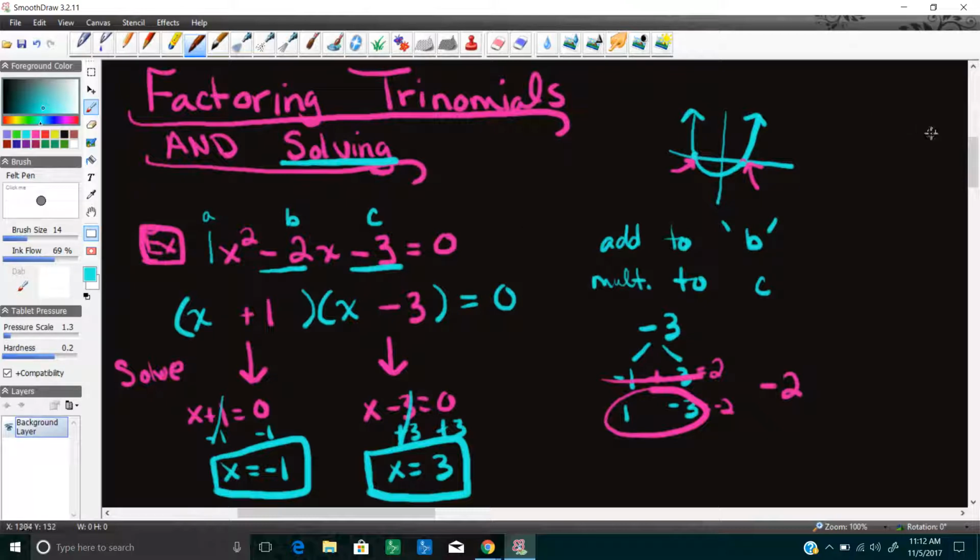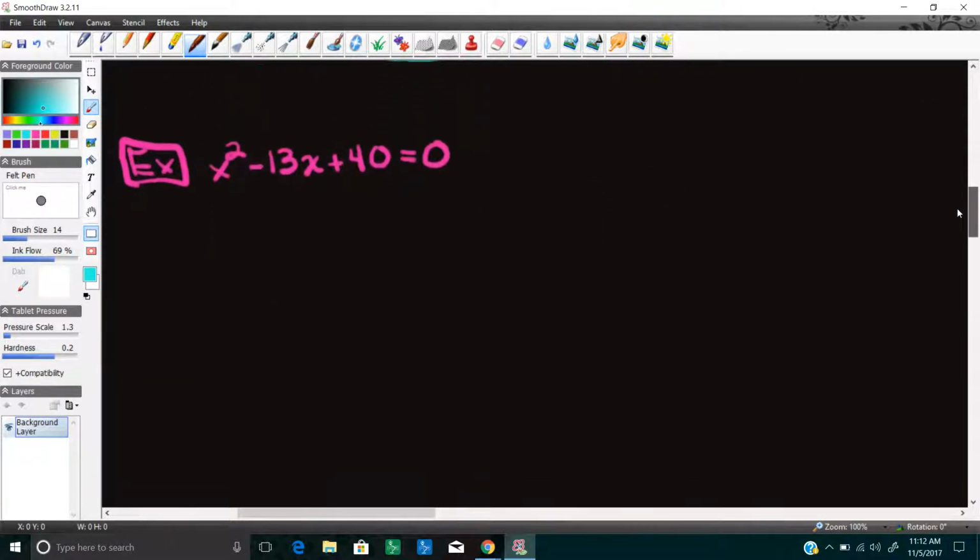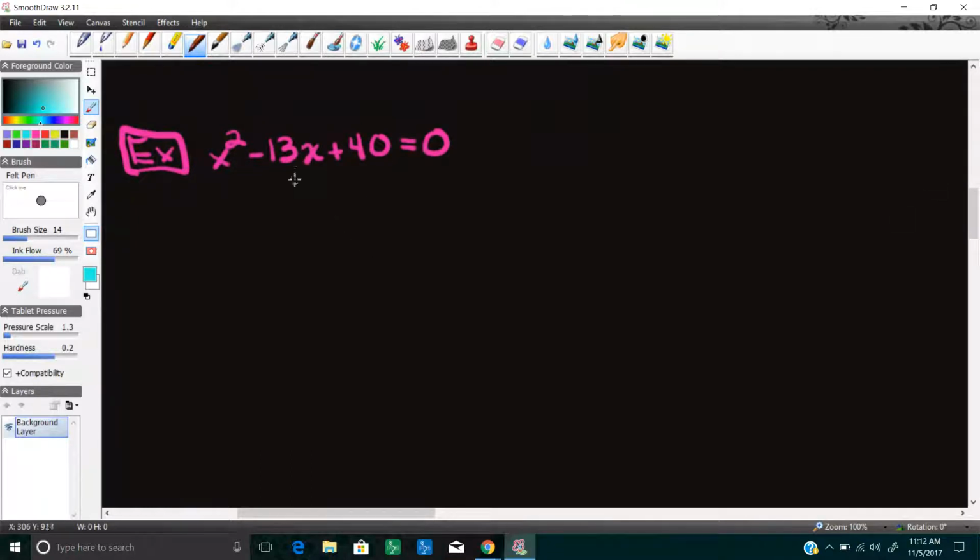Let's go ahead and do another one. Here we have x squared minus 13x plus 40. 40 is our c value, and -13 is the b value. Again, we're not really using a in this video yet. So I'm going to do the same thing: take +40 and find all the factors of 40.